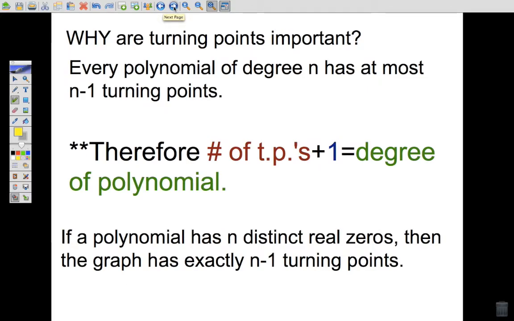Keep in mind, these turning points are important. So you know the shape of your graph if you know the degree of your polynomial. The degree minus 1 is always the number of turning points. This first statement up above here is probably the most important one to keep track of. You can look at the reverse idea and say if you know the number of turning points, you can add 1 and that gives you the degree. But we're going to focus mostly on this upper statement.